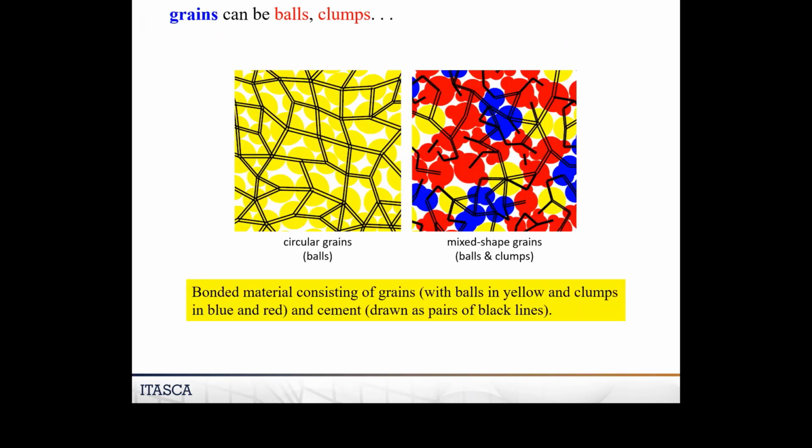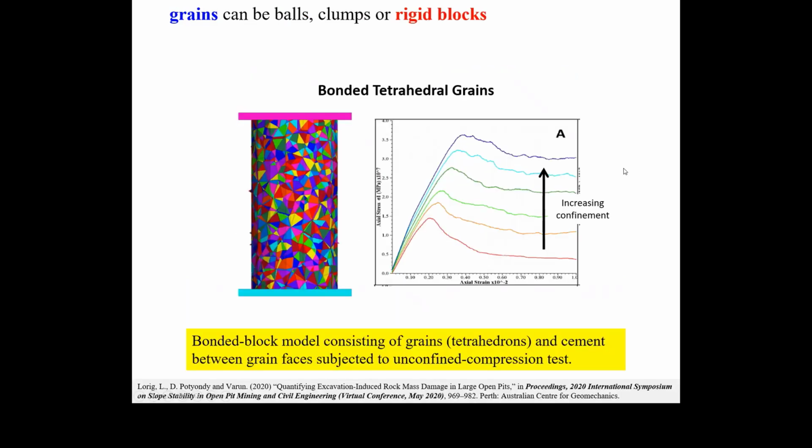So here the grains can be balls and clumps. Here we're showing just a bunch of balls pushed together. There's the cement, there are these black lines. These are clumps of different shapes. One thing you notice right away, you get a very different packing, you get a very different coordination number, everything else as soon as you change the shape and it's no longer a sphere or a disc.